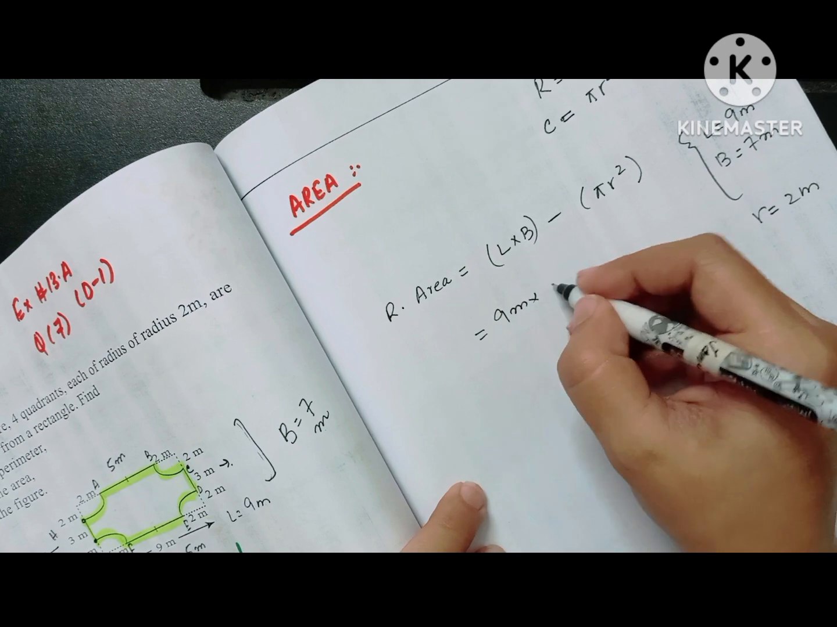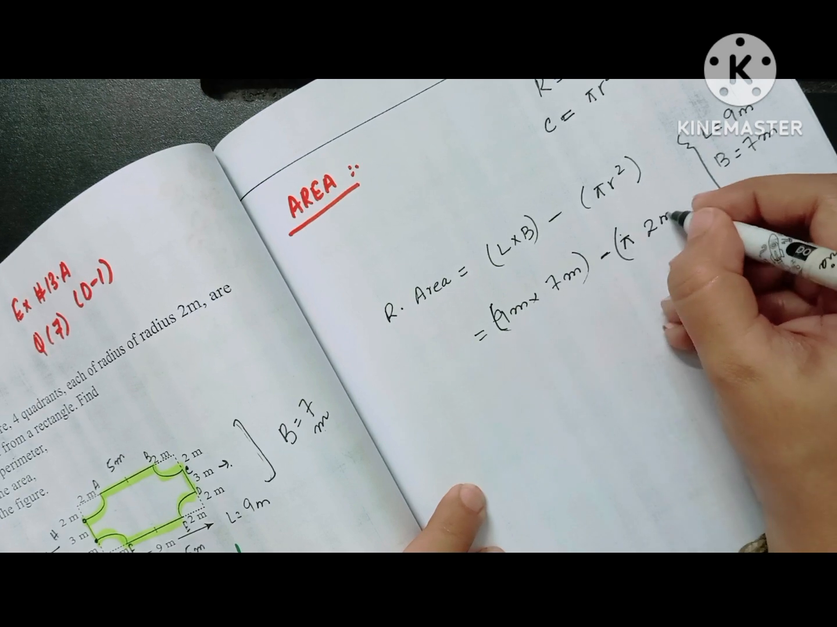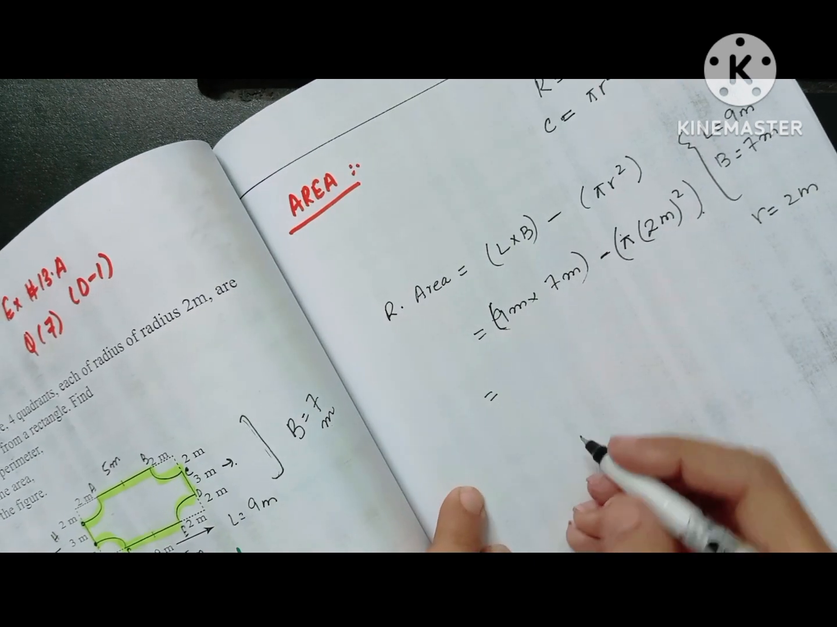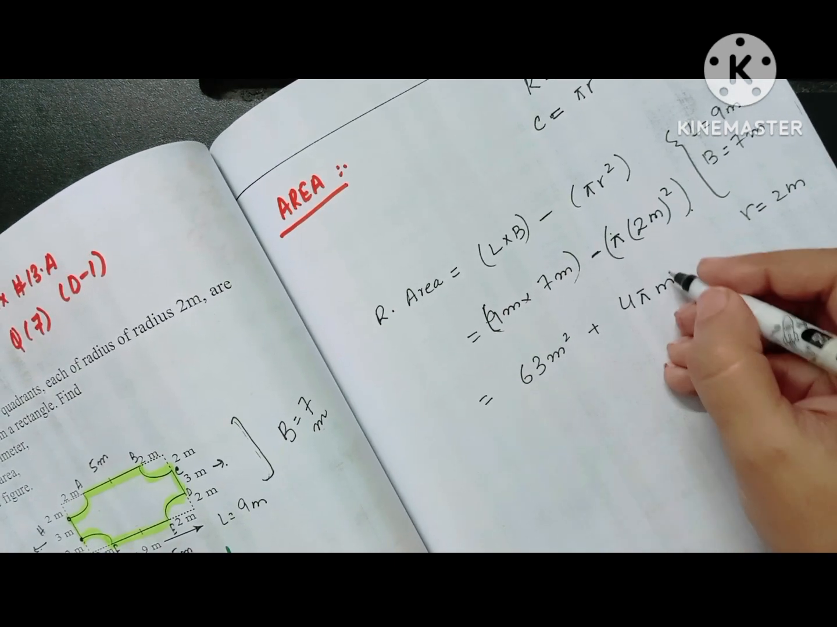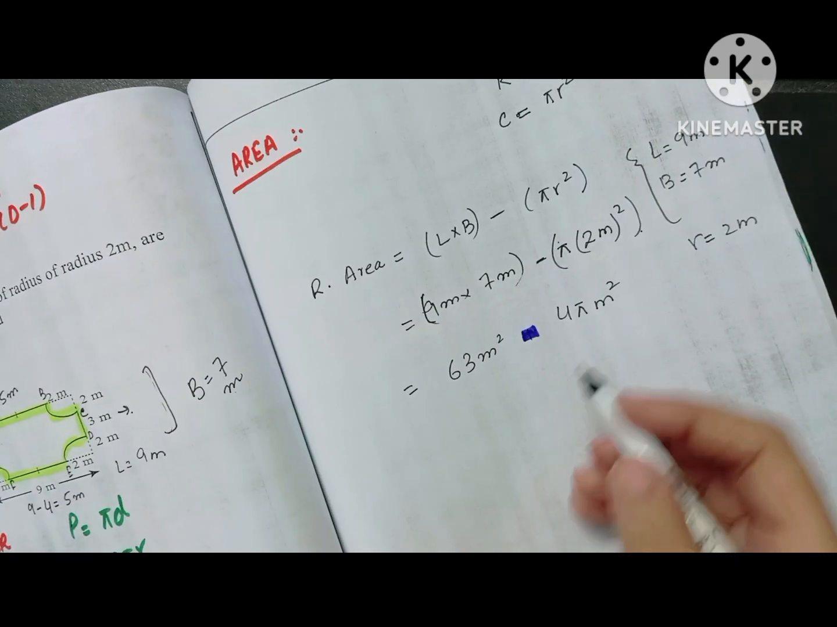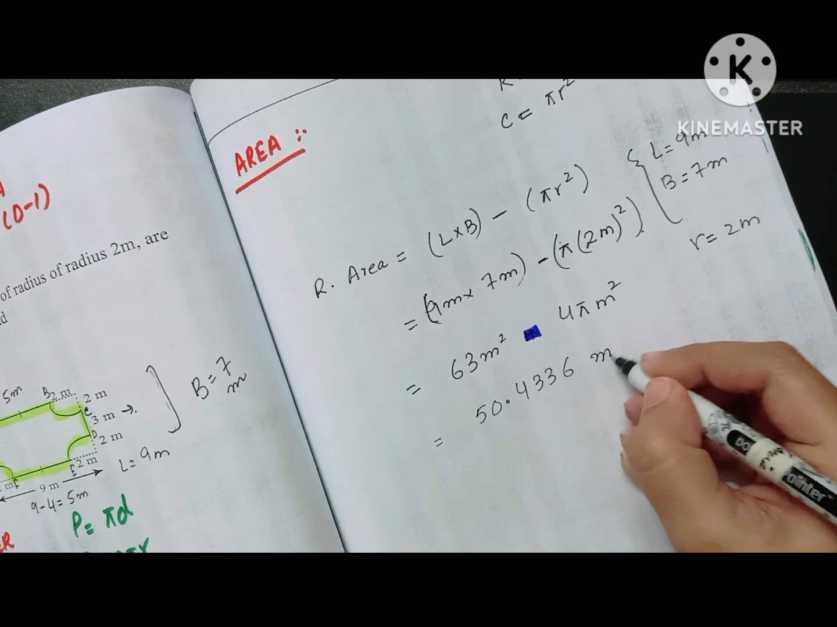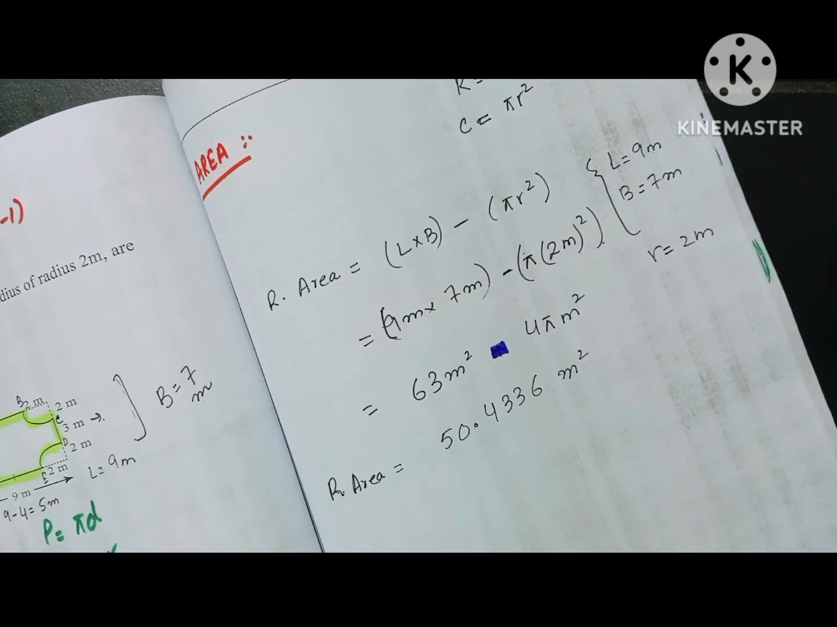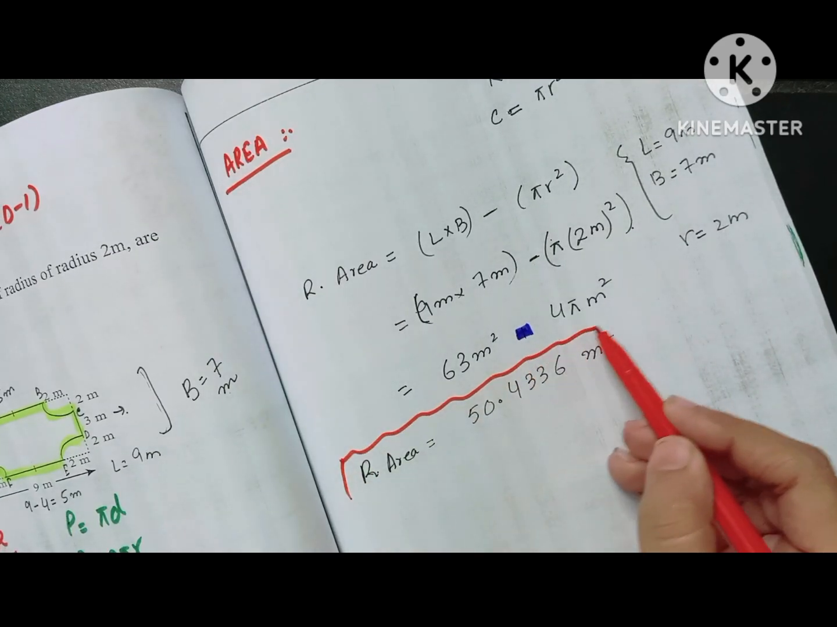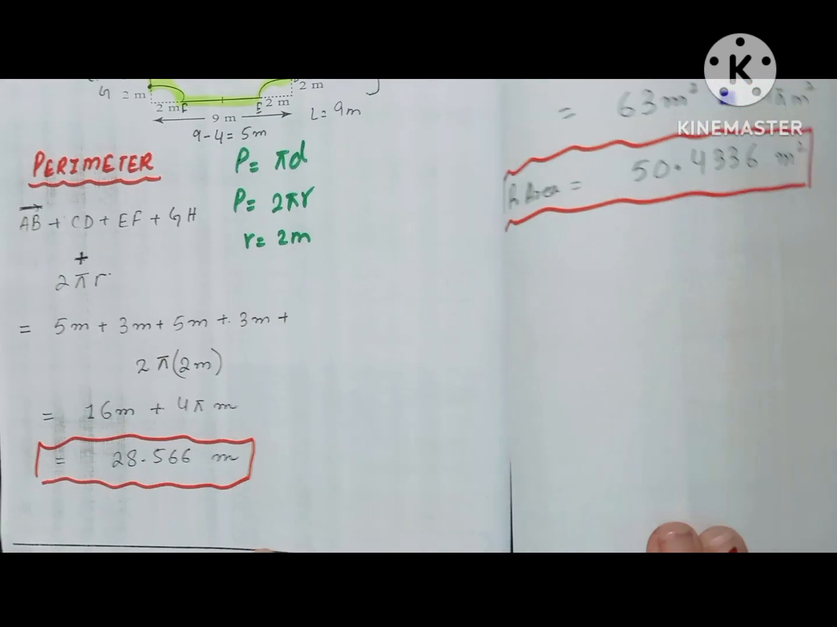Now we need to put the values. L is 9 meter. Then B is 7 meter. And then we need to subtract pi, and R is 2 meter square. Then it will be 63 meter square minus 4 pi meter square, which will be 50.4336 meter square. That is the answer for the required area. So these are the two answers related to this question. The question is very simple, but you need to make a formula for the composite figure. These are the two solutions of the given question.